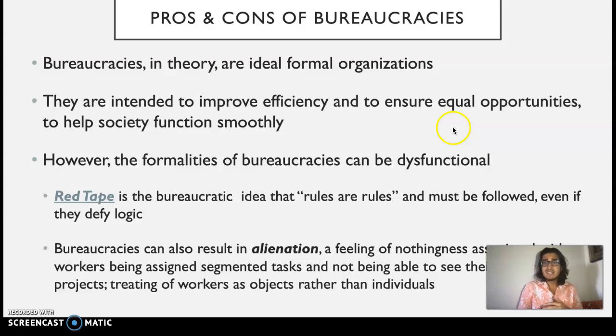Bureaucracies can also result in alienation, which is a feeling of nothingness associated with workers being assigned segmented tasks and not being able to see their finished products. So treating workers like objects rather than individuals is also another negative connotation of bureaucracies, right? If you worked on an assembly line for a motor company, and your job was to assign the windshield wipers to every car, and that's all you did day in and day out, put the windshield wipers on the car and send it down the conveyor belt, put the windshield wiper on and send it down the conveyor belt.